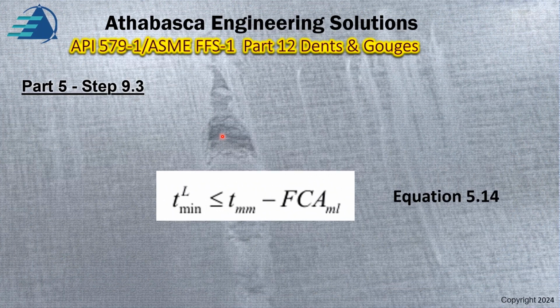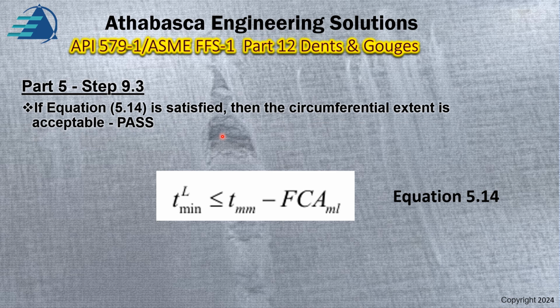In part 5, step 9.3, there's some interesting things here. So we check to see whether this equation works, and if it does, then it's a pass. That's all there is to that one. And if it's a fail, then you keep going down to step 9.4. Again, the earlier versions didn't carry these calculations, but we're just going to go through it and wrap this up.